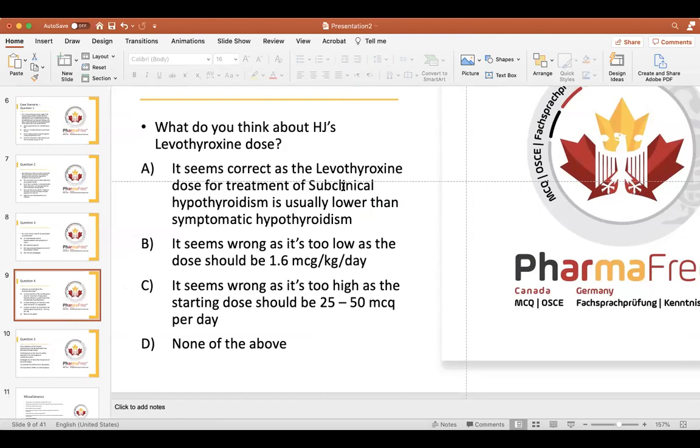A: It seems correct, as the levothyroxine dose for treatment of subclinical hypothyroidism is usually lower than symptomatic hypothyroidism. B: It seems wrong, as it's too low, as the dose should be 1.5 micrograms per kilo per day. C: It seems wrong, as it's too high, as the starting dose should be 25 to 50. D: None of the above.